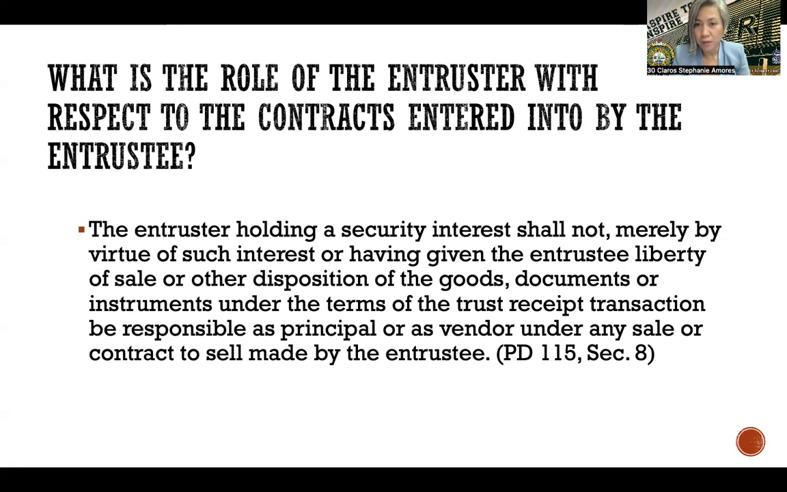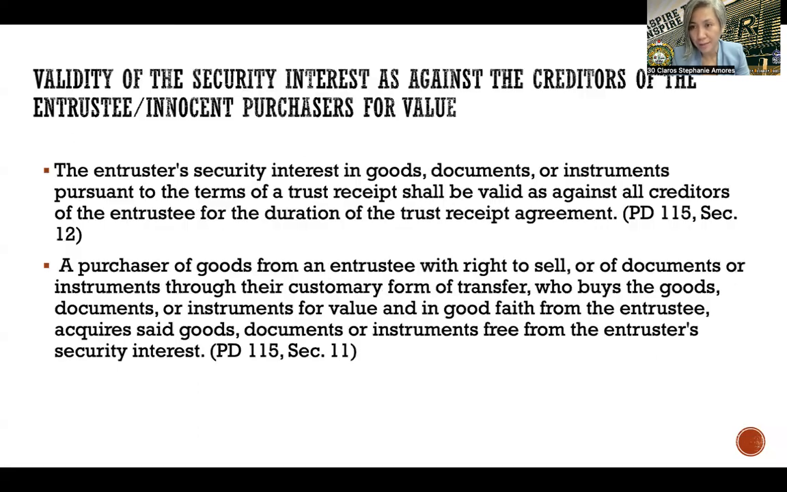The entrustor holding a security interest shall not, merely by virtue of such interest or having given the entrustee liberty of sale or other disposition, be made responsible as principal or as vendor under any sale or contract to sell made by the entrustee. So although the entrustor has absolute title, he is not privy to any contracts entered into by the entrustee and cannot be made liable as principal or as seller.